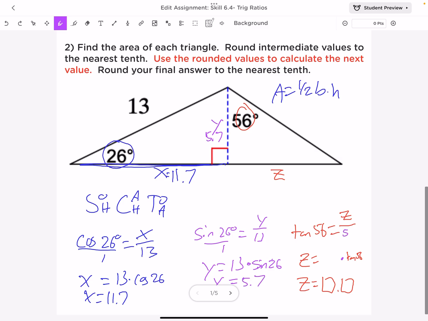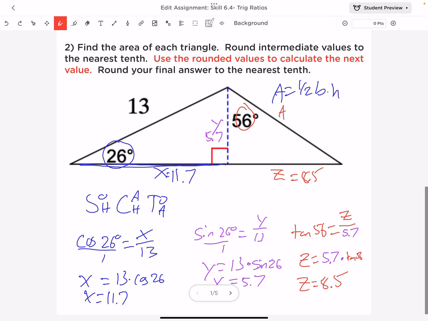And then we use that rounded 5.7, so we do 5.7 times tangent of 56, which is equal to 8.45, which is just 8.5. And so this is equal to 8.5.